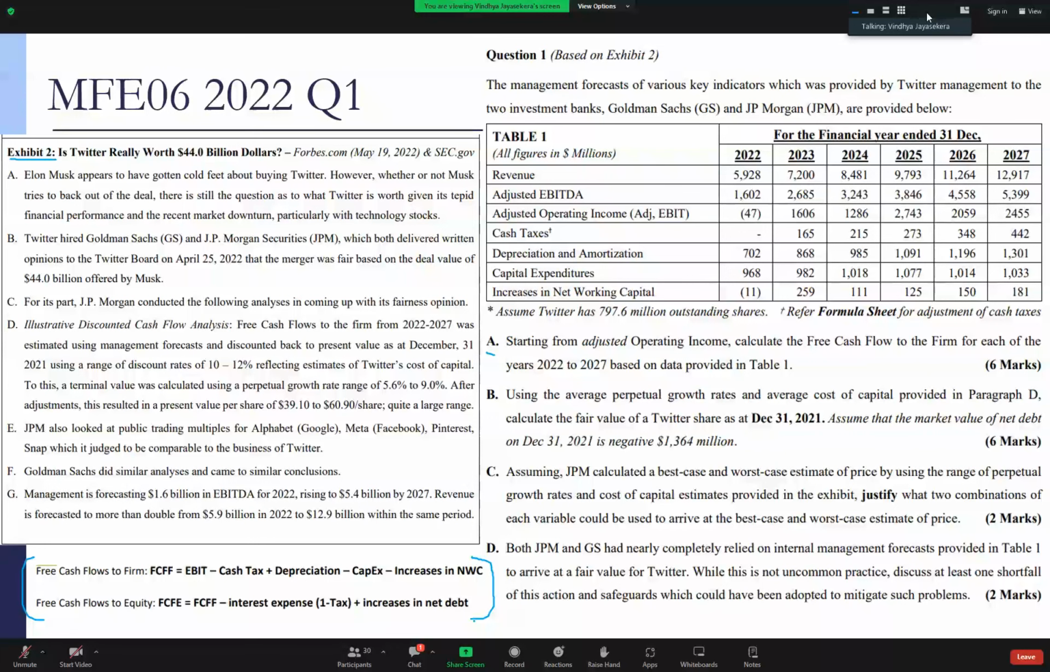JP Morgan's analysis has been given to you. Essentially, they've forecasted free cash flows from 22 to 27 using management information, management forecasts, and then discounted it using a range of valuations, 10 to 12%. Now, this is typical. Usually in everything that we did, the sums that we did, we discounted it by a required return on equity, right? And we use the CAPM model to find our required rate of return for equity, cost of equity.